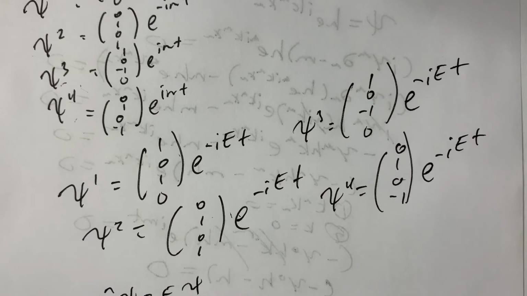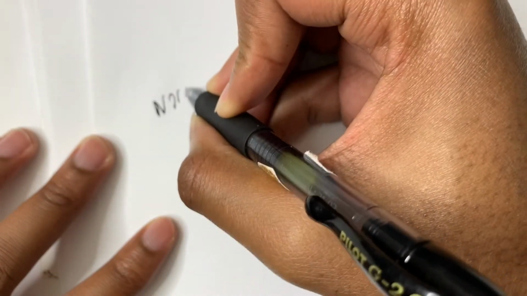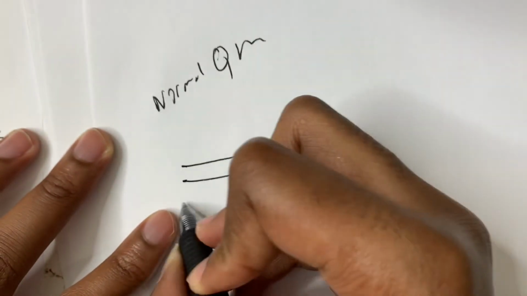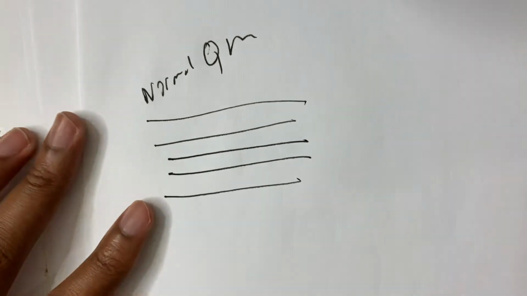So this is actually a big problem with the Dirac equation. You might be wondering, well, why is it a big problem with the Dirac equation? And this is the answer. So, in elementary QM, in normal QM, we have energy eigenvalues.